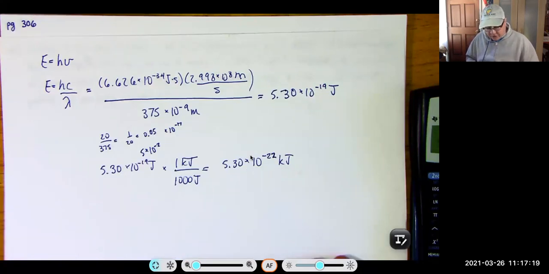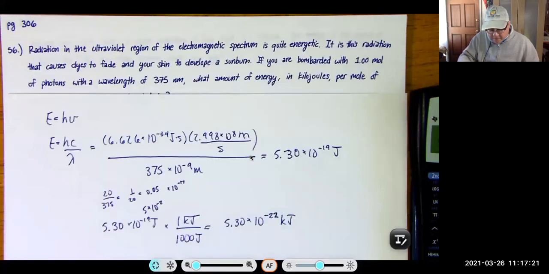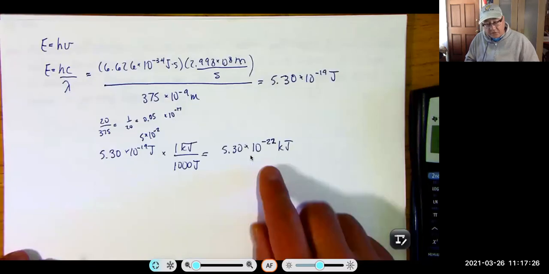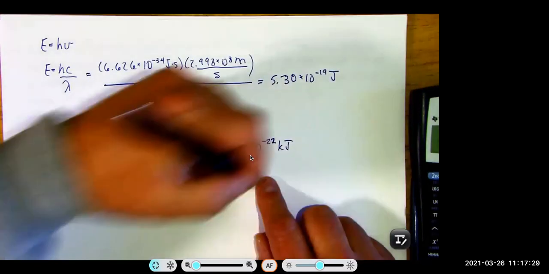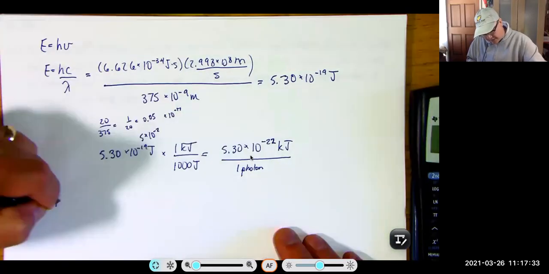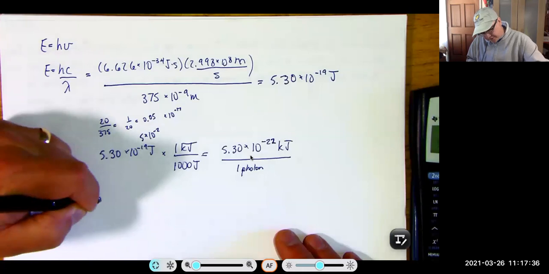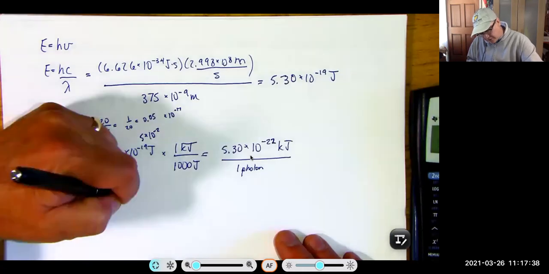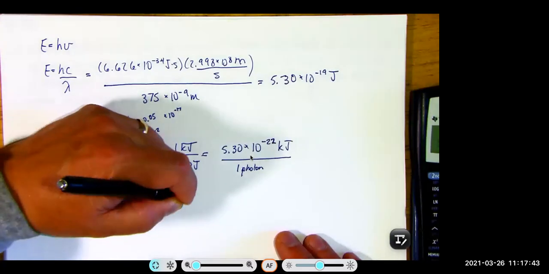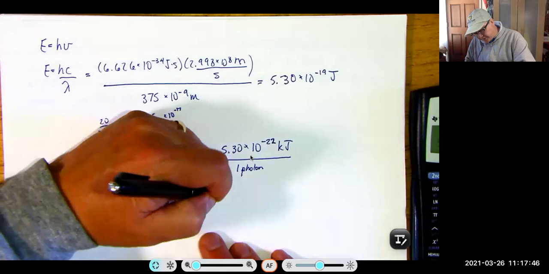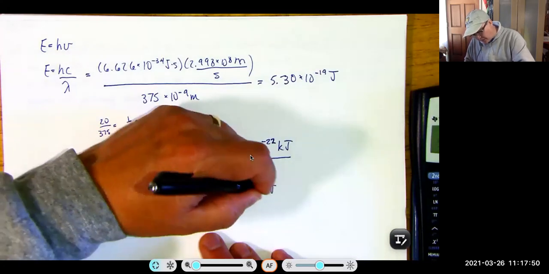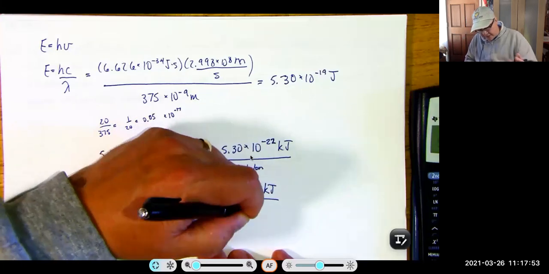Okay, so this says for a mole, this is the energy for 1 photon. So this is really per 1 photon. So we know that 1 mole of photons is equal to 6.022 times 10 to the 23rd photons, right? So let's multiply times 5.30 times 10 to the minus 22 kilojoules per 1 photon and see what that turns out to be for a mole of photons.